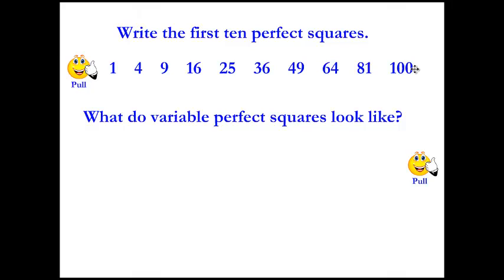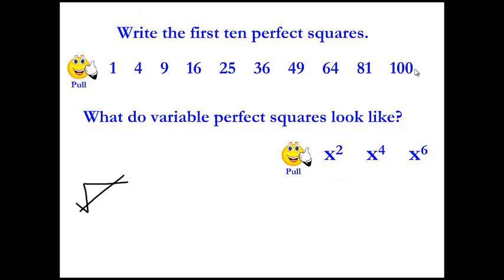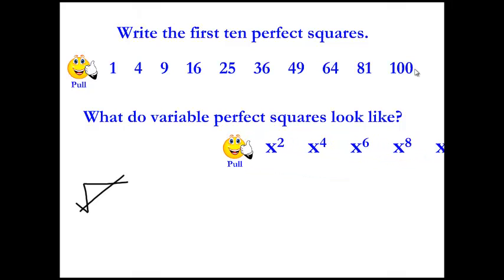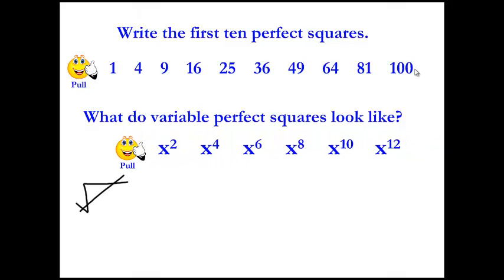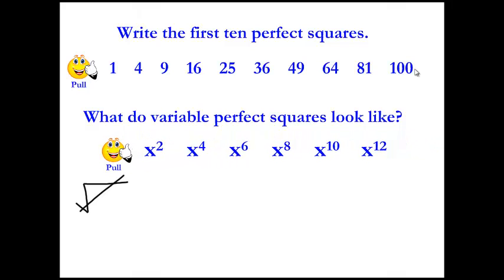Now remember, we're taking a look at what I'm going to take the square root of that includes a variable that is going to eliminate the square root. That has to be a perfect square. So think about what types of variable expressions might be a perfect square. X squared is a perfect square. X to the 4th, perfect square. X to the 6th, perfect square. Any even power for a variable will be a perfect square.